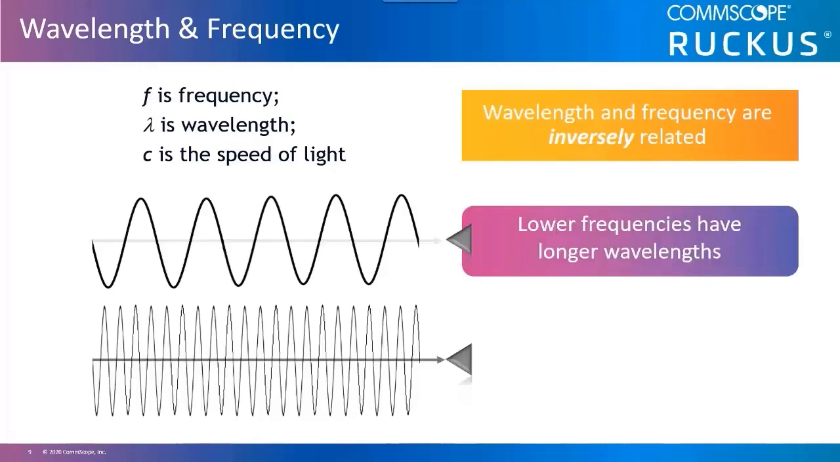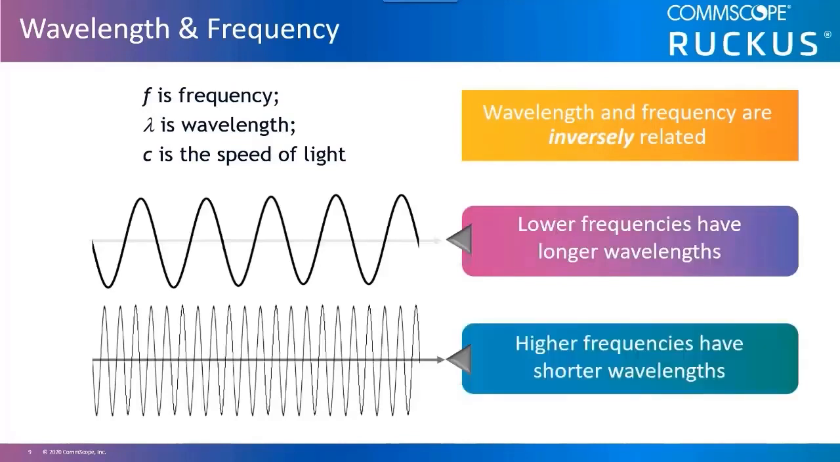Lower frequencies have longer wavelengths. Higher frequencies have shorter wavelengths. If the wave cycles more times per second, it is because it is a shorter wavelength that must travel the same distance in the same amount of time as a longer wavelength. If the wave cycles fewer times per second, it's because it is a longer wavelength that must travel the same distance in the same amount of time as a shorter wavelength.